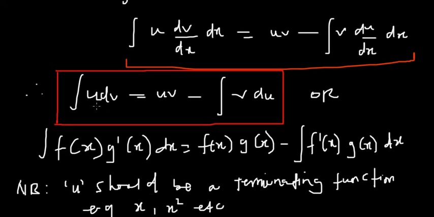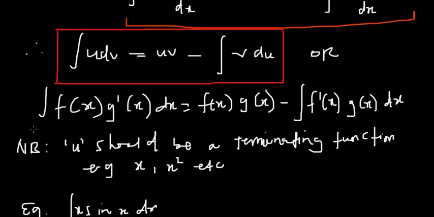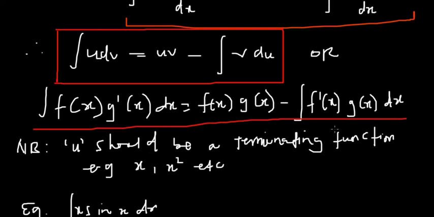The integral of u dv equals uv minus the integral of v du. Keep that in mind. That could also be written in this form, so this is the same as this one over here. All you need to do is keep one in mind, but I would advise you to keep this expression in mind, because this is straightforward.